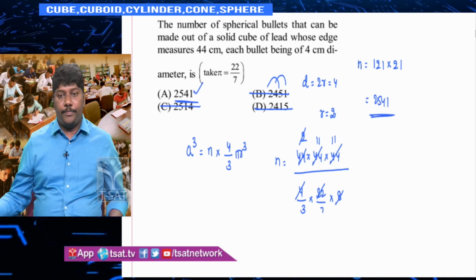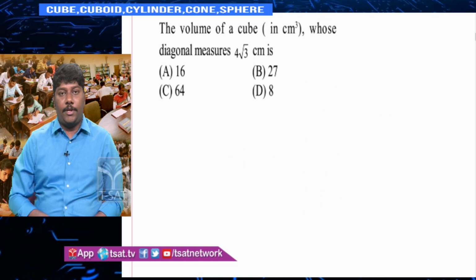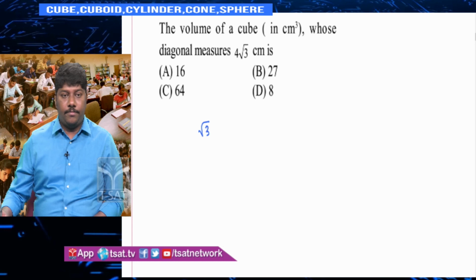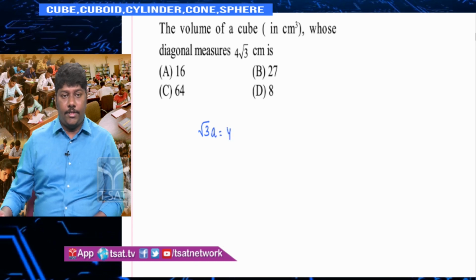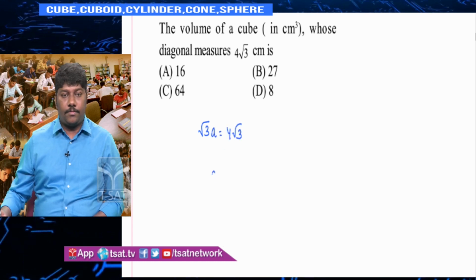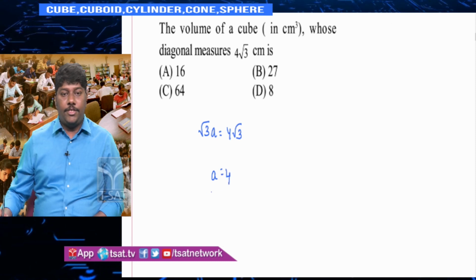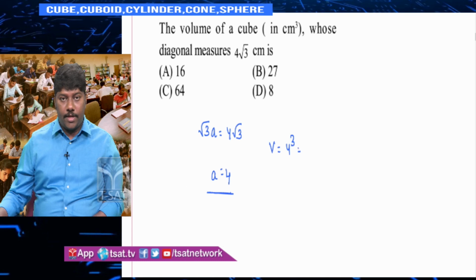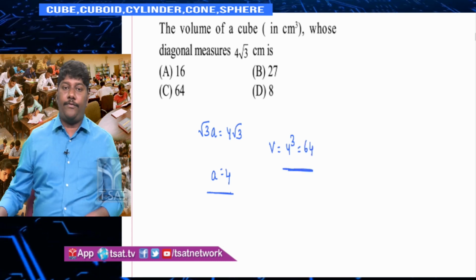Look at the next one. The volume of the cube whose diagonal measures 4 root 3. We know the diagonal of the cube is root 3a is equal to 4 root 3. Edge is equal to 4, therefore volume is equal to 4 cube, that is 64.